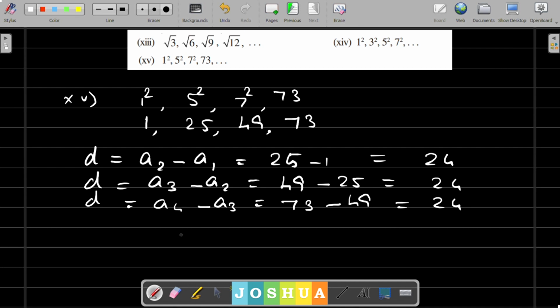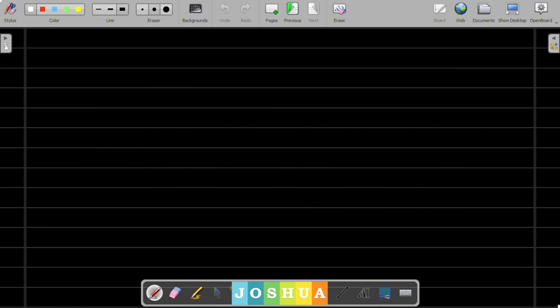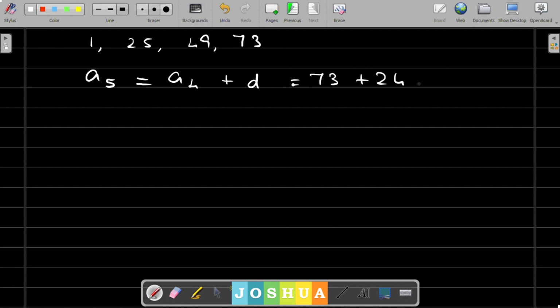The fifth term, sixth term, I'm going to find out. So I need a little space. I'm going to the next page now. The numbers are 1, 25, 49 and 73. So a5, the fifth term, is equal to the fourth term plus the difference. The fourth term is 73 and the difference is 24. So therefore the answer is 97.